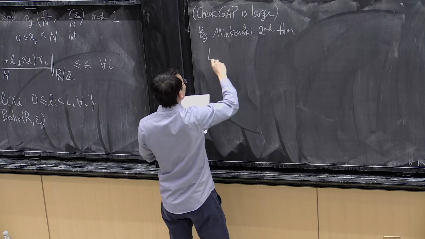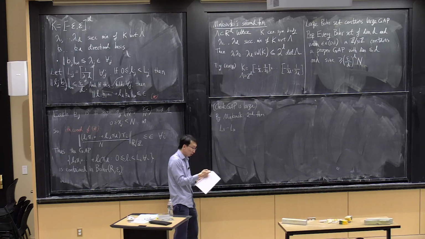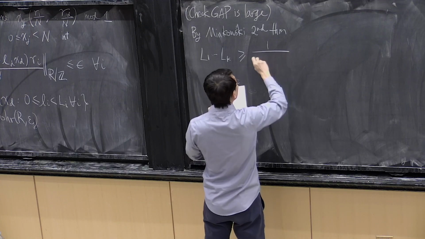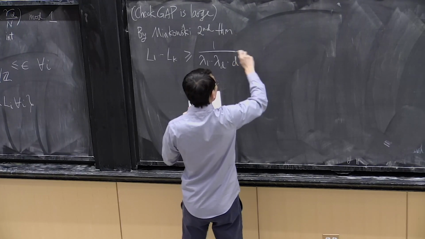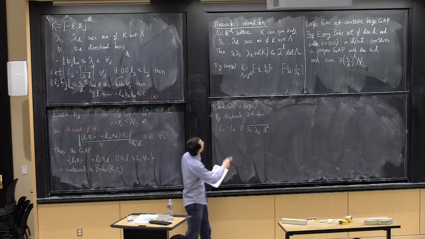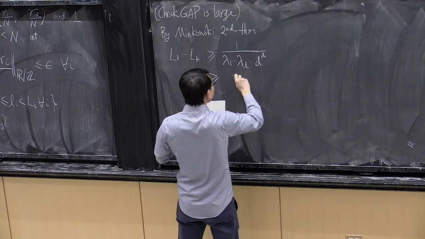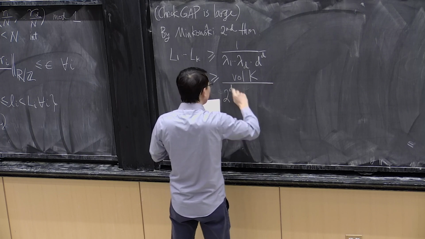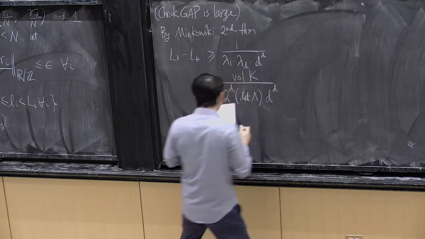we find that the size of the GAP, which is by definition the product of these uppercase L's. If you look at how the uppercase L's is defined, you see that this quantity is at least 1 over the product of the successive minima times d to the d in the denominator. Now we apply Minkowski's second, and we find that this quantity is at least the volume of K divided by 2 to the d times the determinant of the lattice times d to the d.